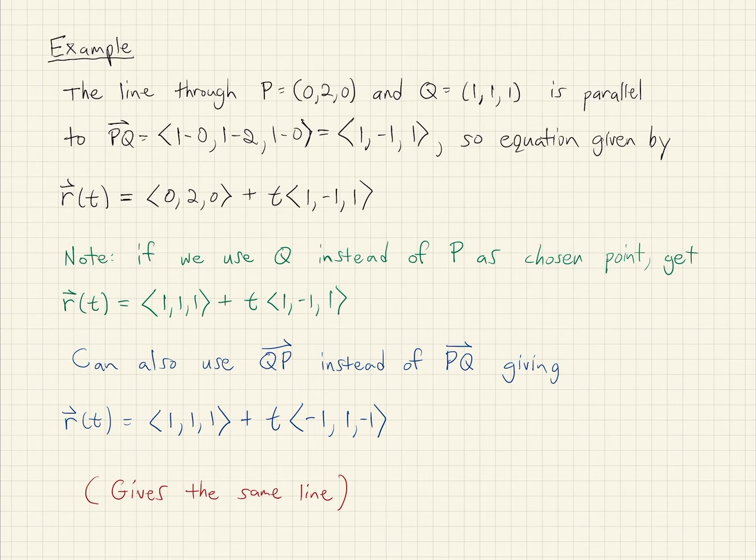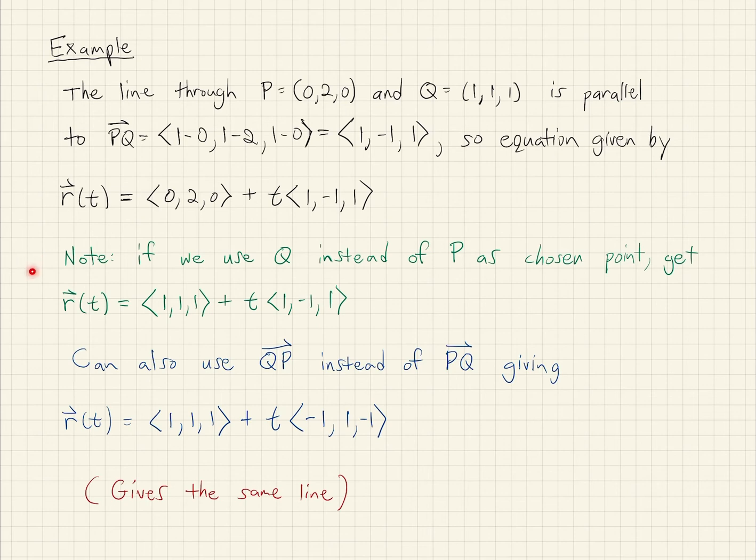And so since this is a vector that's parallel to our line, and we're choosing P to be a point on the line, the equation for our line is given by this right here. R of t equals 0, 2, 0 plus t times 1, minus 1, 1.